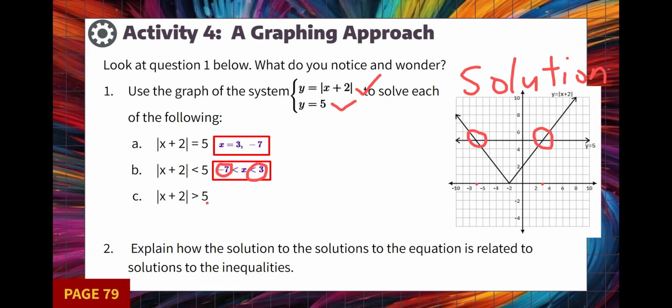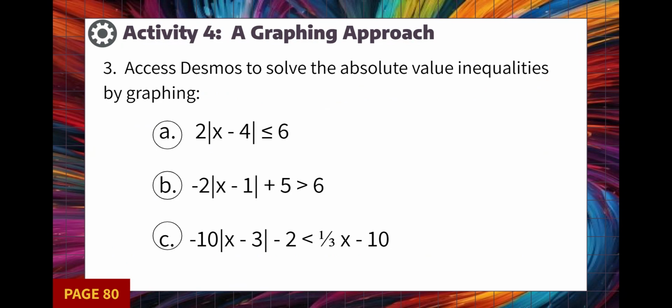Next, absolute value of x plus 2 less than, greater than 5. So, all values of x should be less than negative 7, or the values of x are greater than 3. And then explain how the solutions to the equation are related to the solutions to the inequalities. Okay, activity 4. Access Desmos to solve the absolute value inequalities by graphing.